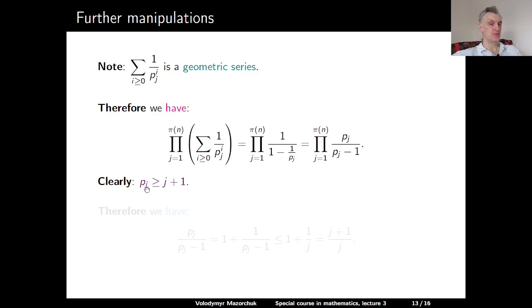Of course, the j-th prime pj is greater than or equal to j plus 1. Therefore, this factor pj divided by pj minus 1, we can rewrite as 1 plus 1 divided by pj minus 1. And this is less than or equal to, we can change pj to j plus 1, so it's a smaller number. So if we put it into the denominator, we get a bigger number. So that's less than or equal to 1 plus 1 divided by j. And this is j plus 1 divided by j.